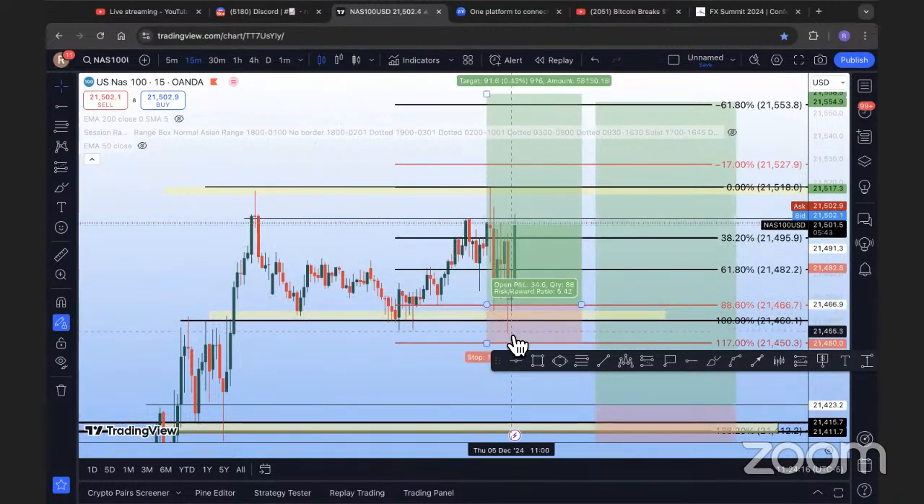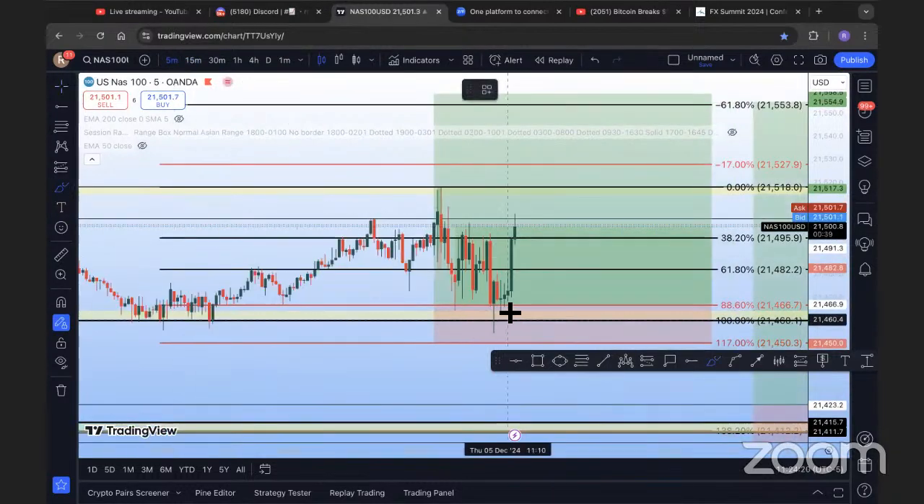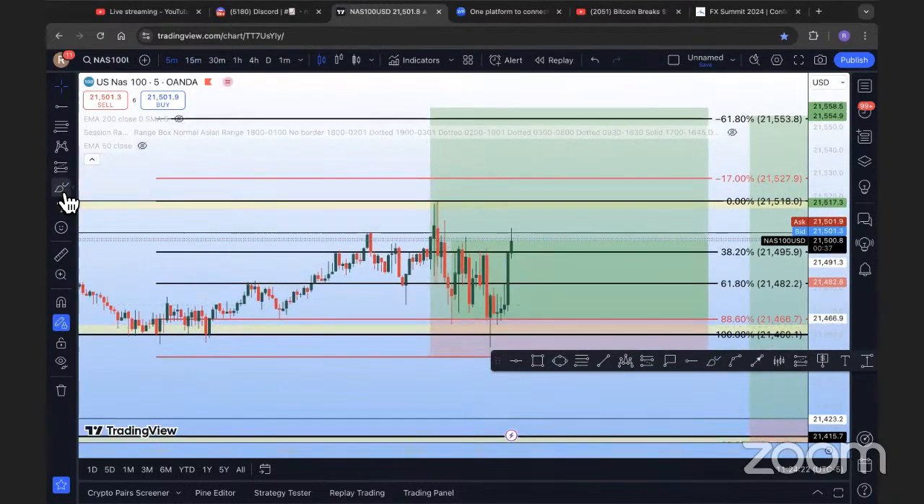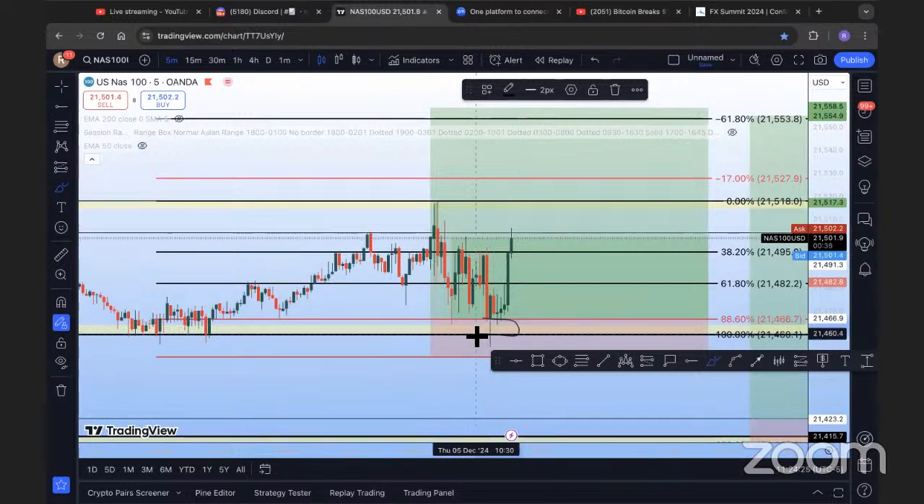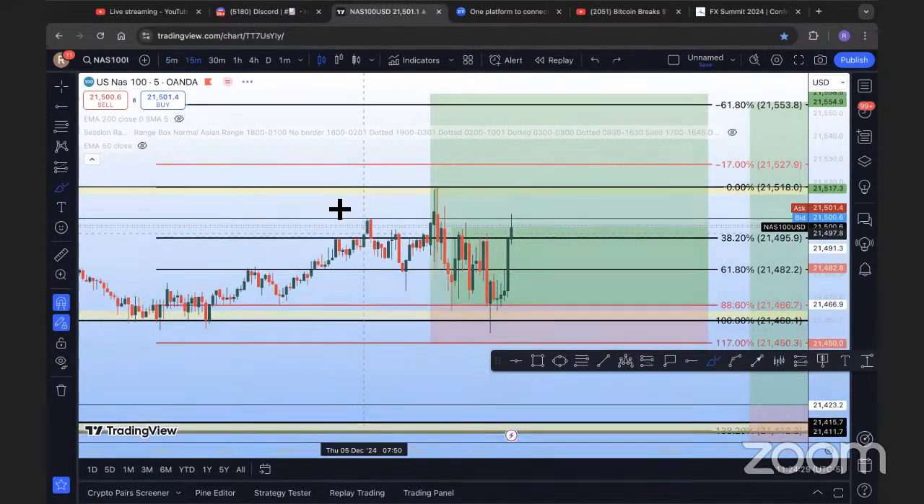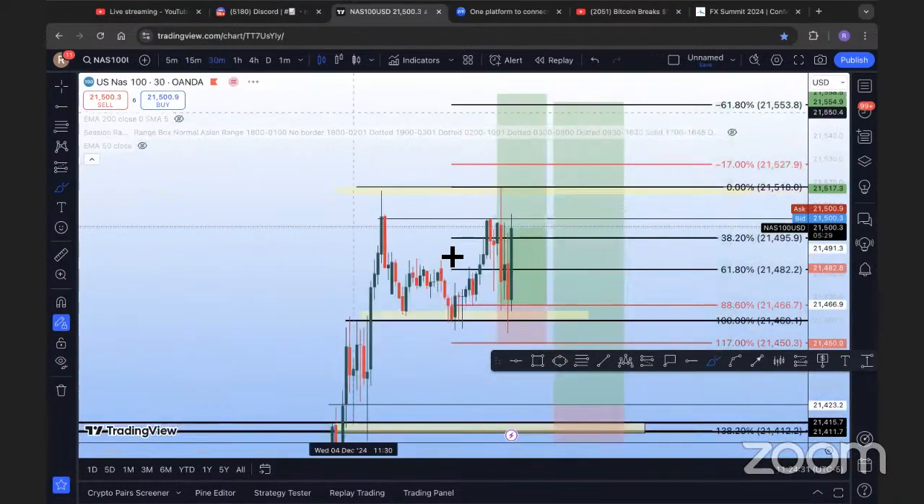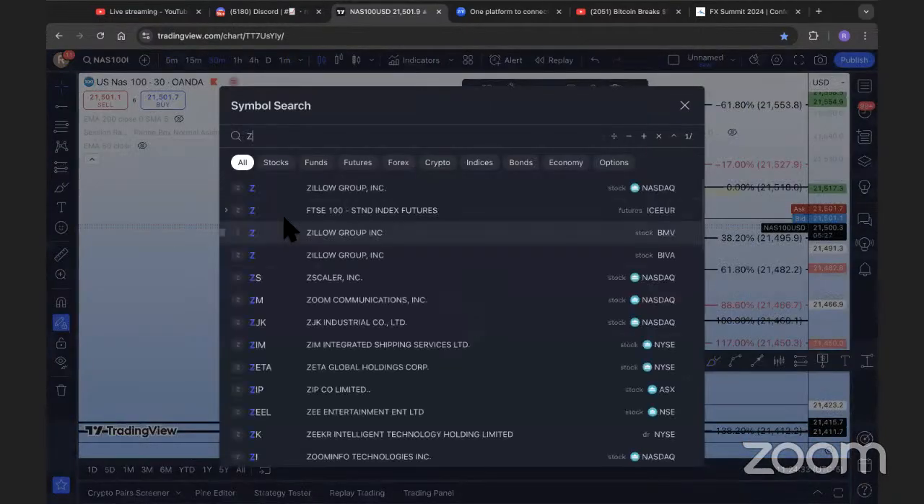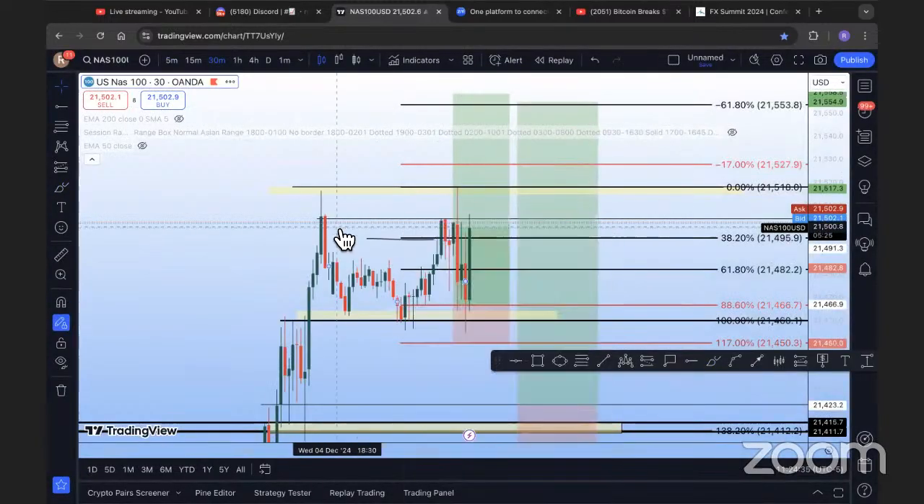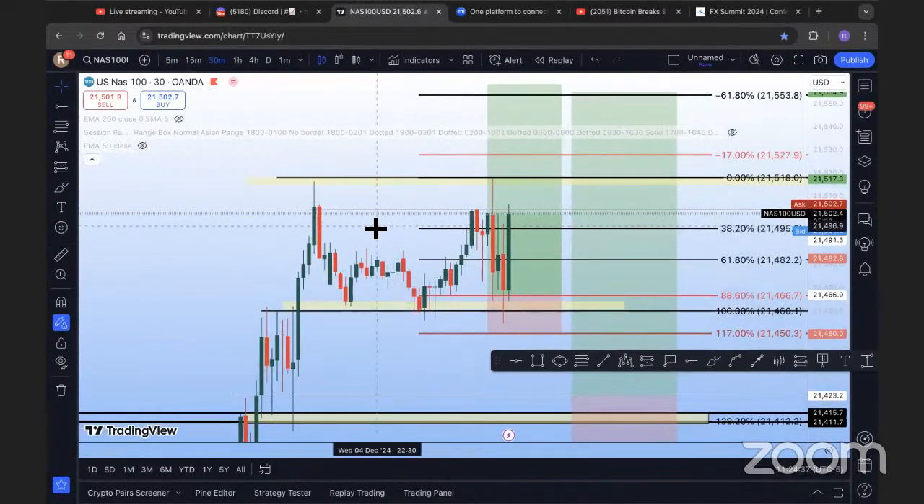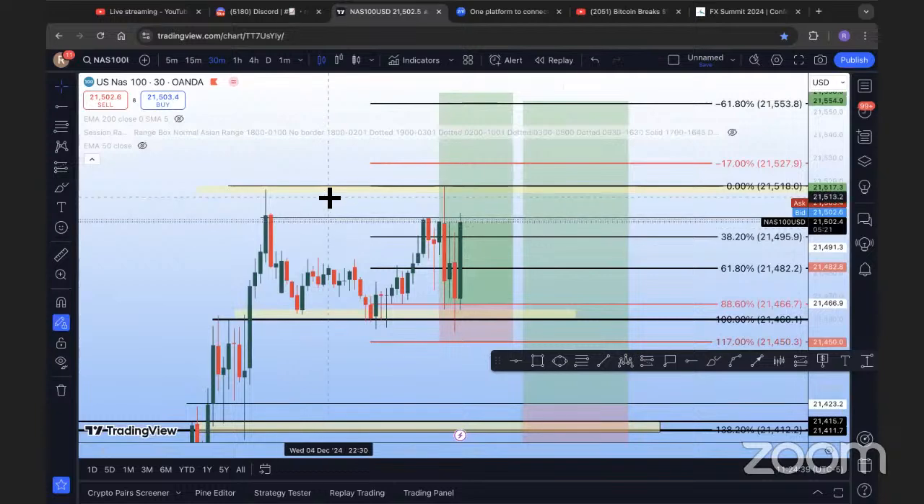And so in order to not be a hypocrite, I didn't take that re-entry, even though it was beautiful, broke right through the zone and then closed back above our entry. Any entry between here would have been ideal. Okay, and I watched it, didn't want to take the trade and have to get on this stream and then have to explain myself for why I broke my own rules. So I stuck to my rules.